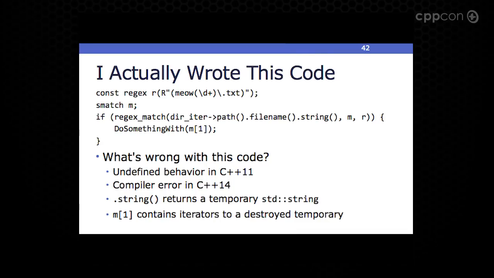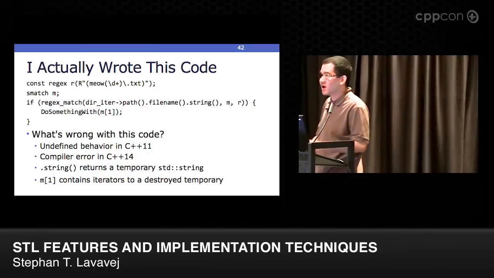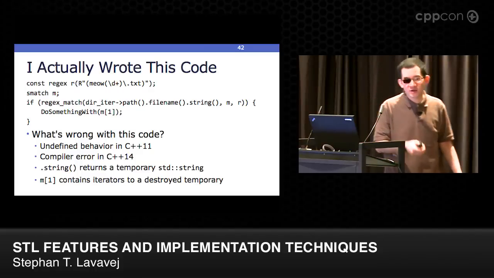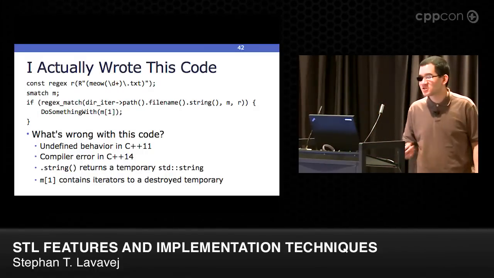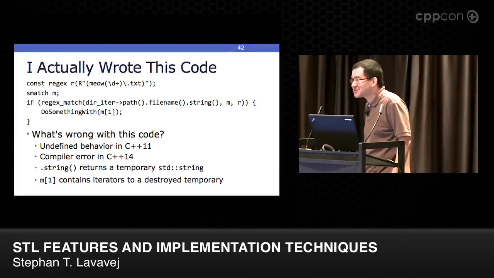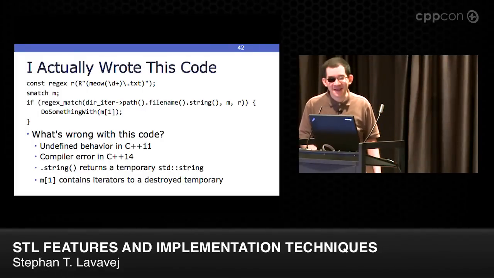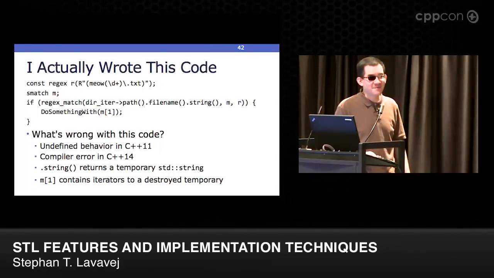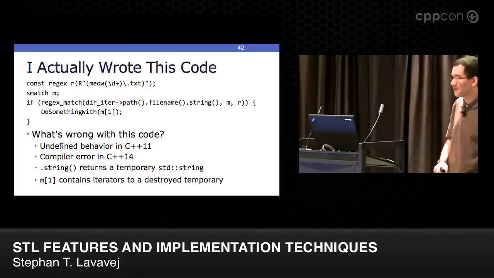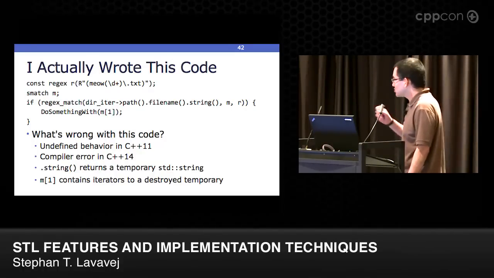Yes. .string() returns a temporary std::string by value. And this would be OK, except that it fills the match results. If you haven't used the regex library, this is basically a vector of pairs of iterators into your string. So when I say m[1], I'm accessing pointers to a temporary object that was constructed on the previous line and destroyed at the end of that full expression. So if that memory has been reclaimed, then it could be filled with garbage. This is very bad. And yet, it compiled with Boost and C++11. It had to compile and typically would not even trigger a warning. And yet, it triggers undefined behavior.